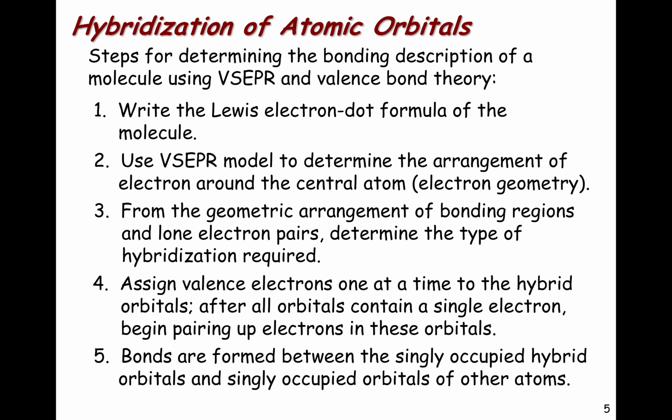Step 3, from the geometric arrangement, we are going to determine the hybridization. We have to have the number of hybrid orbitals that corresponds to the number of bonds plus any lone pairs that are present. And then step 4, we would assign the valence electrons to these hybrid orbitals, and then the final step, we would use these hybrid orbitals to form the bonds.